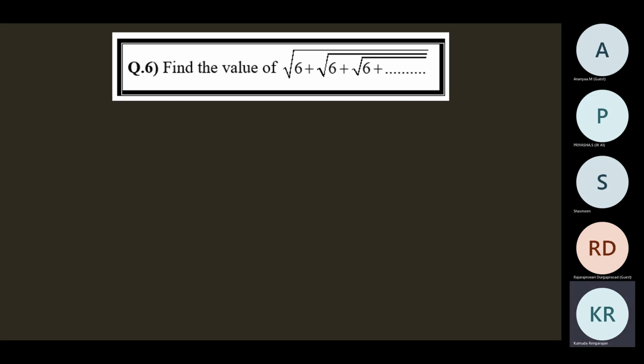Very good. What's the value of it? 3. Very good. So the solution is one, right, with all the steps. The positive value of x is 3. Very good.